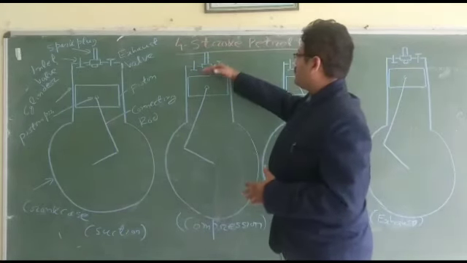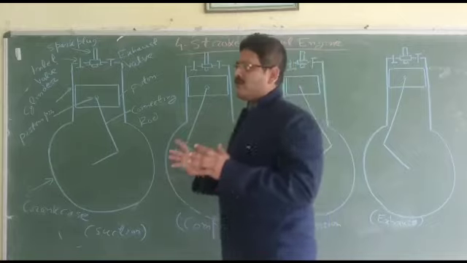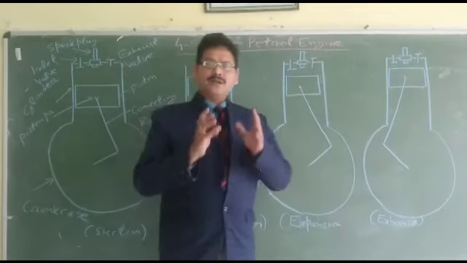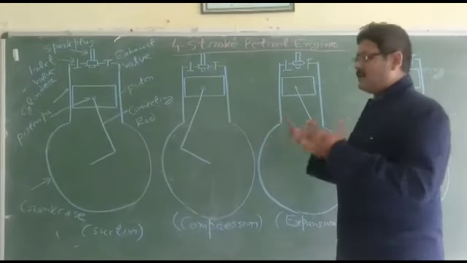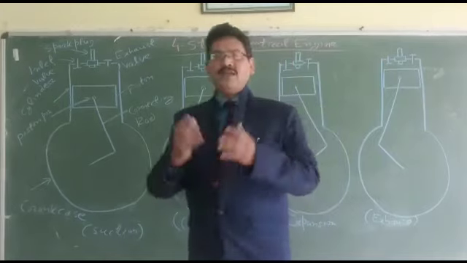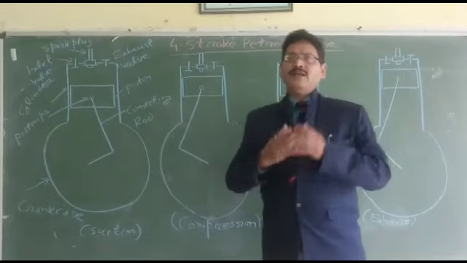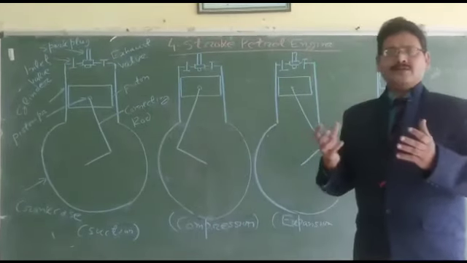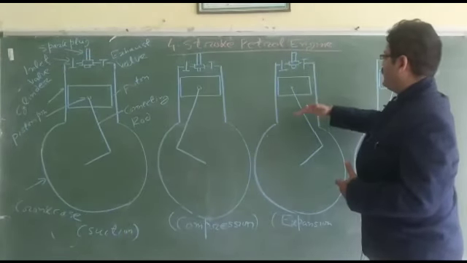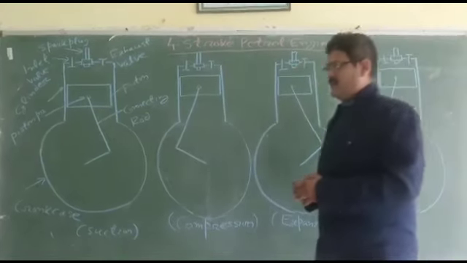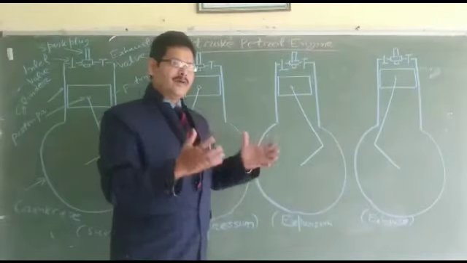Just before the compression process is over, we have a spark plug which gives an electric spark. Due to compression of the charge, its pressure and temperature is raised, and once it comes in contact with the spark, the ignition of the air fuel mixture takes place. The ignition of the air fuel mixture results in huge amount of thermal and pressure energy, and this actually forces the piston to move from TDC to BDC. This is called as your expansion stroke or power stroke or your working stroke.